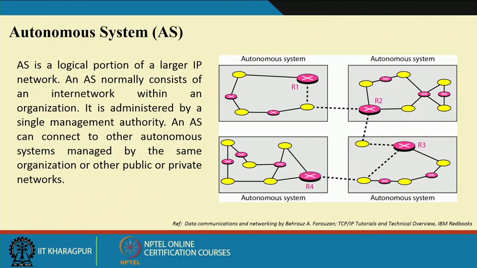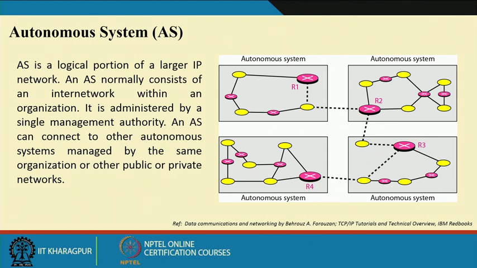Now, what is an autonomous system? An autonomous system, or AS, can be looked at as a logical portion of a large IP network. Definitely there are physical routers, but it is logically a large IP network, and an AS normally consists of an internet network within an organization. That means it is under one administrative control or one administrative policy.